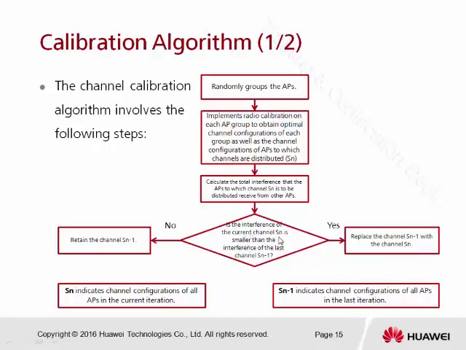If the interference of the current channel is not smaller, then they keep using the original previous channel. If yes, they go for the new channel. They are not going to use the current channel because they detect that there is interference right now. When there is very strong interference, there's no point staying on the same channel, so I have to change my channel to another one. So replace the channel S-1, that means my previous channel, with the new channel SN.